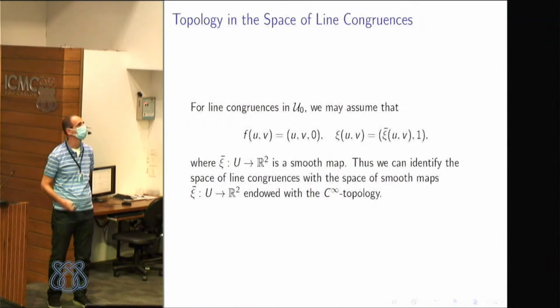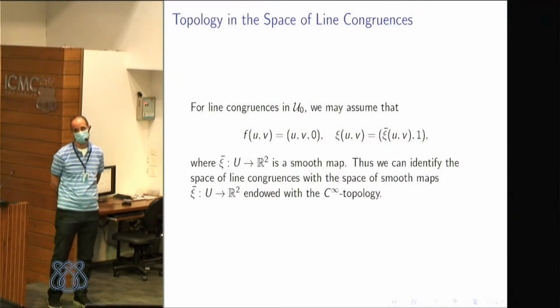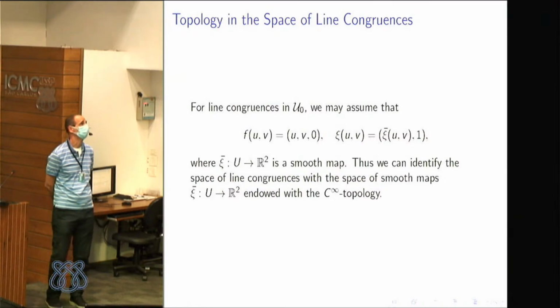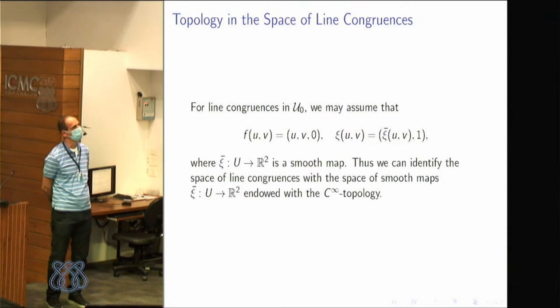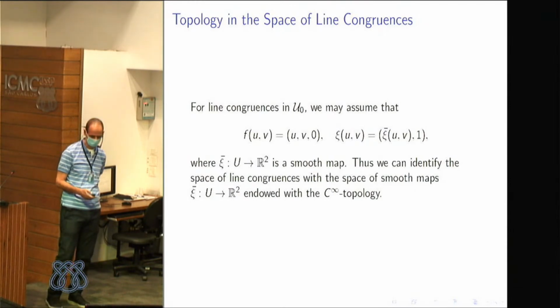This is a proposition. So we can always, in this set U0, consider that the surface is a planar surface, u v 0, and the vector field has third component equal to 1. So, to characterize the line congruence, you just consider a map from U to R2. And then we can identify the space of line congruences with the space of smooth maps, endowed with this infinite topology.